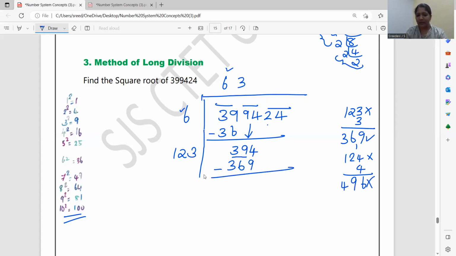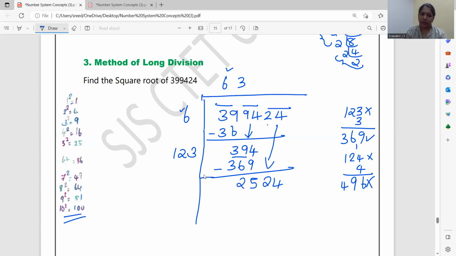What answer will we get? 9 plus 5 is 14, 8 minus 6 is 2. So the next pair together we will take. We'll get 24 here. So 2524 is the new dividend.